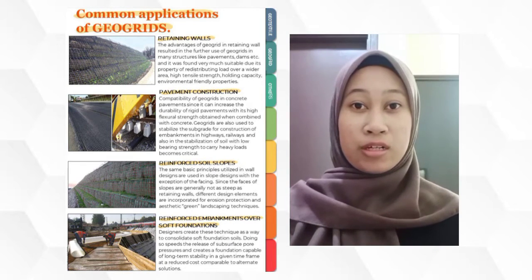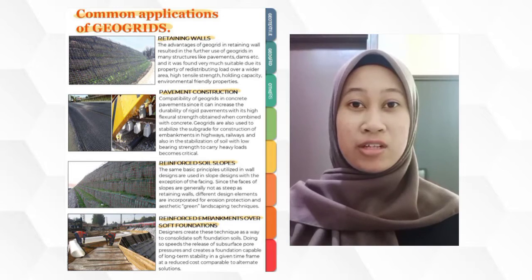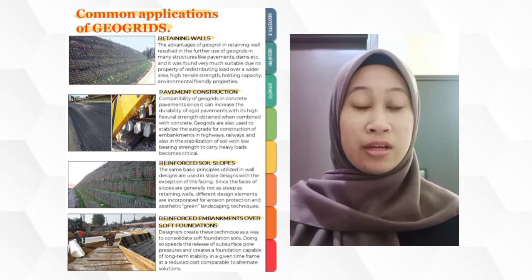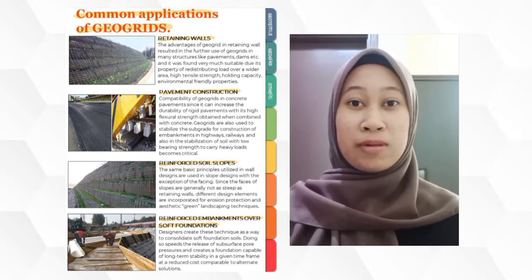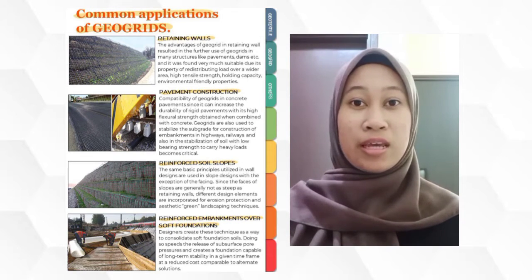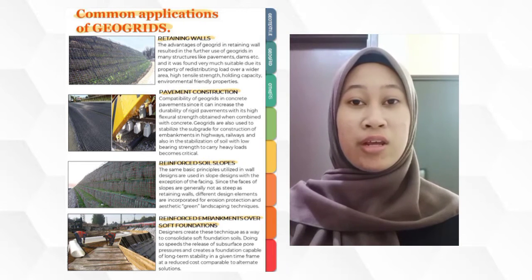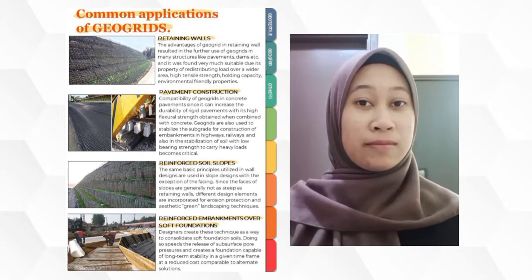Next is pavement construction. Geogrids are compatible with concrete pavements, since they can increase the durability of rigid pavements with high flexural strength obtained when combined with concrete. Geogrids are also used to stabilize the subgrade for construction of embankments in highways and railways, and also in the stabilization of soil with low bearing strength to carry heavy loads becomes critical.